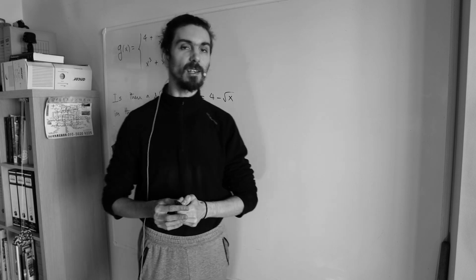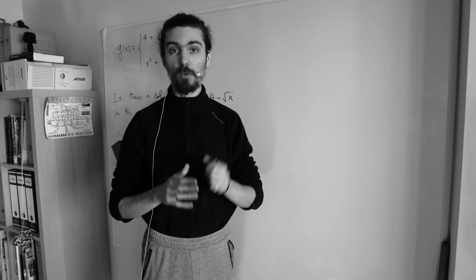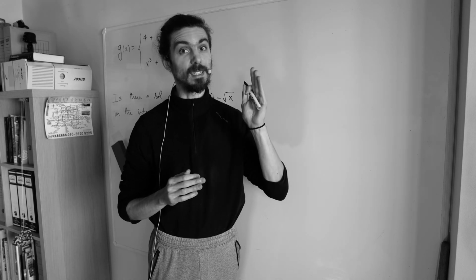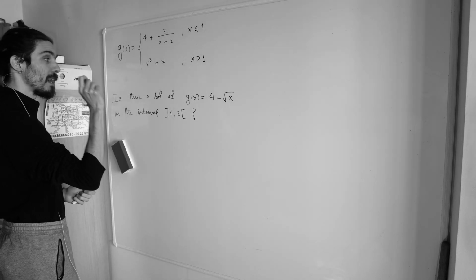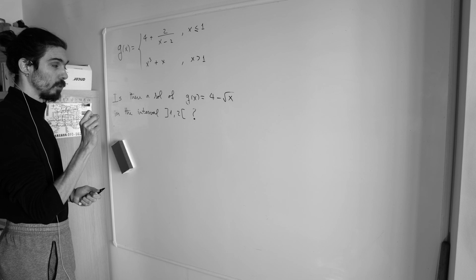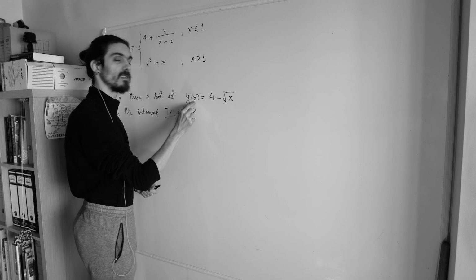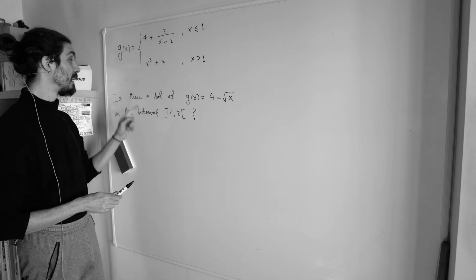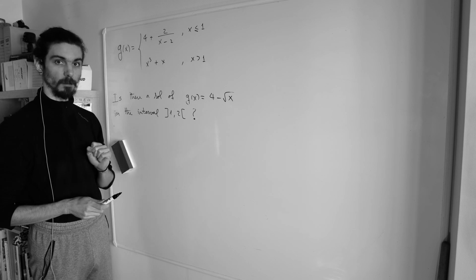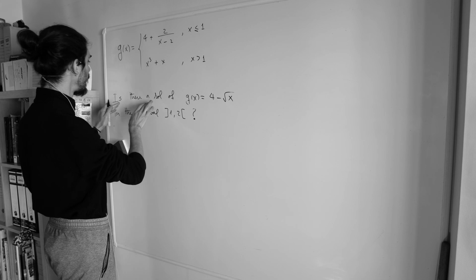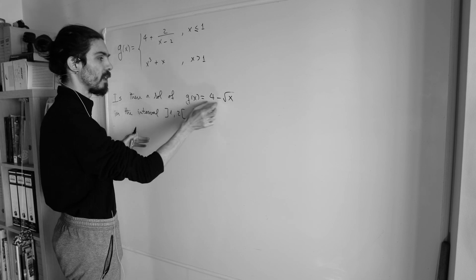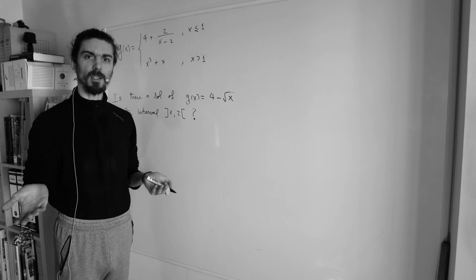To understand how to solve this exercise, we first need to understand clearly what is being asked. First, note that I'm not asking you to find a solution for this thing. What I'm asking you is, is there a solution for this thing? So that's the first part. The second part: what does it mean, is there a solution for g of x equals 4 minus square root of x?